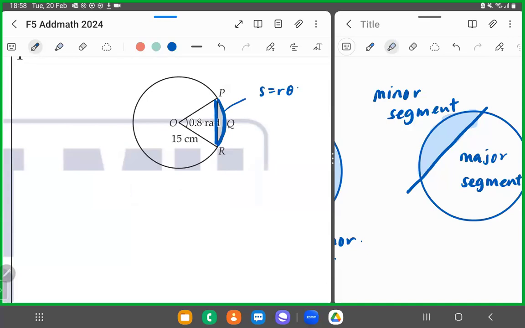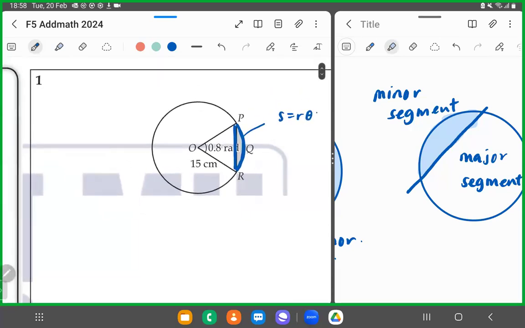If you can recall the memory in your Form 4 syllabus, there is a thing called cosine rule, right? Cosine rule: a squared equals b squared plus c squared minus 2bc cos A. Still remember this? Or else ABC something different is okay also. Some of you start with c squared, can also. But still remember cosine rule?